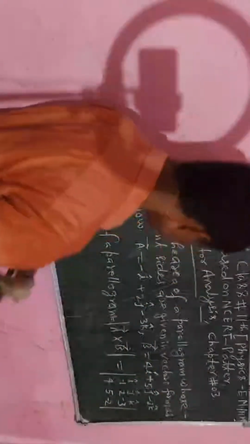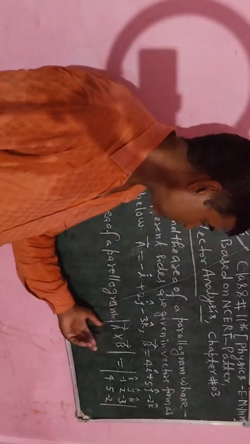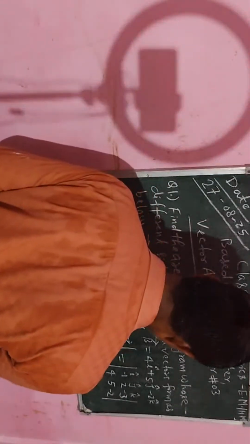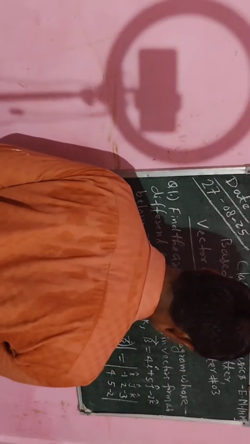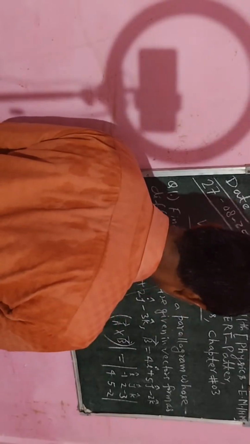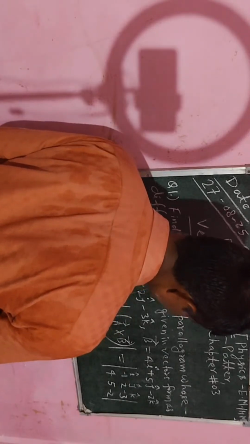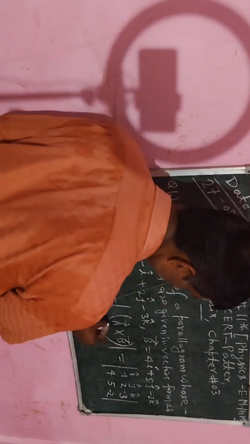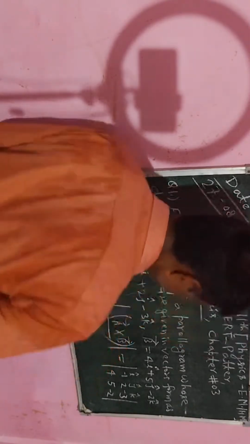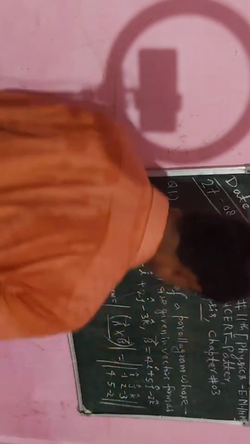Okay, so for the area of the parallelogram I have to use the formula, that is the modulus of A cross B. First of all, I will consider this value. I will write the area of the parallelogram equal to this, then calculate its value, and after calculating I will simplify.